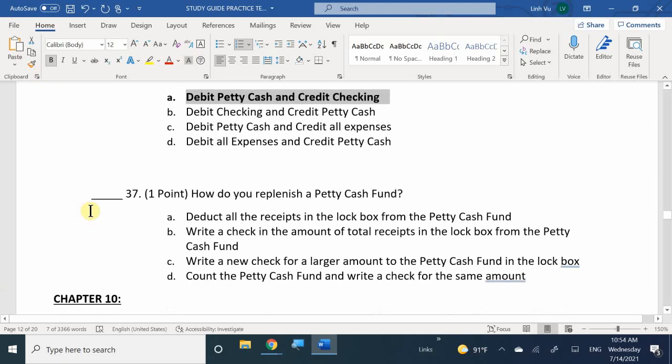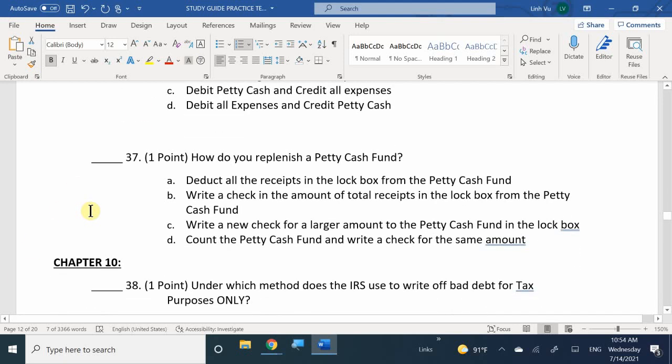Okay. Number 37, okay? How do you replenish a petty cash fund?